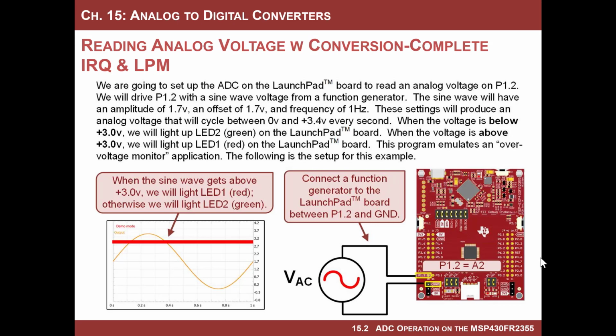All right, so let's take a look at our setup. We're going to do the same setup as in the past two videos. We're going to drive an analog voltage into port 1 bit 2, which is right here on the launchpad board, but that also has another function, which is analog input channel 2. We'll drive a sine wave into there that goes from 0 to 3.4 volts. We'll use the Analog Discovery to drive this in. You can use whatever you want if you don't have that. You'll pick up the ground right here, and then we'll have a little logic in there that says anytime this is over 3 volts, light LED 1, and otherwise light LED 2.